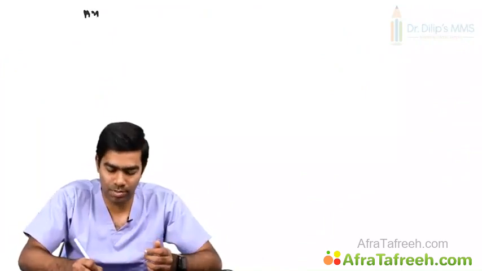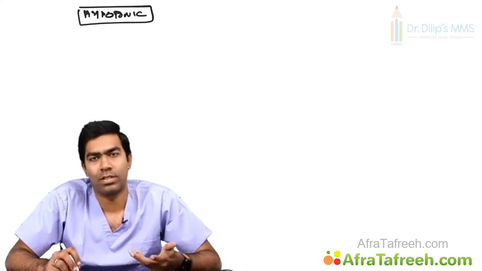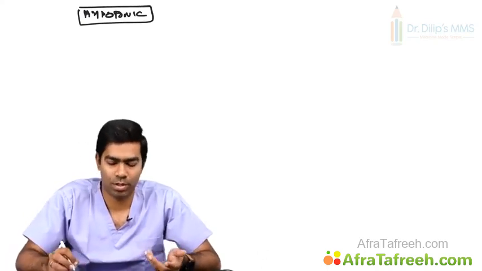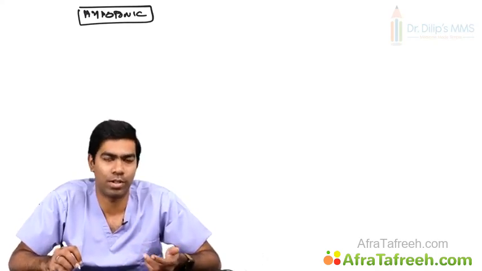So then we'll move on to the hypotonic disorders. What are the examples of hypotonic disorders? Hypotonic disorders obviously mean your serum sodium is going to be low. We are going to talk about the hyponatremic disorders. That's hypotonic disorders.